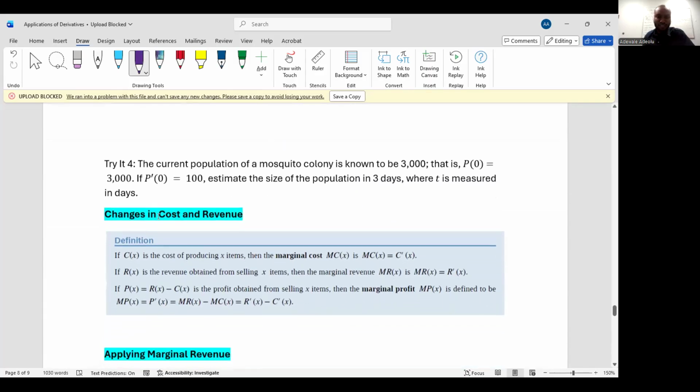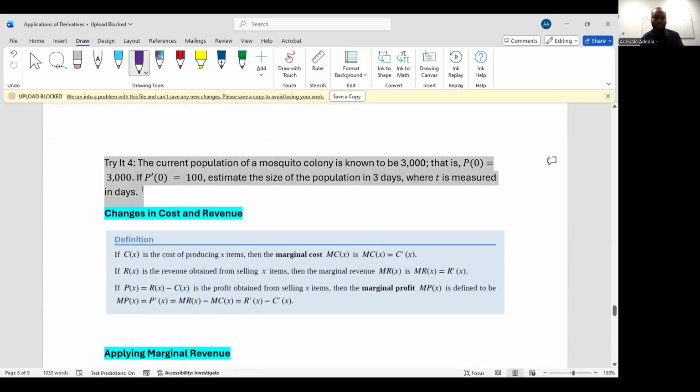So you can use the same idea to solve this problem. The current population of a mosquito colony is known to be 3,000. So you can take that to be t at 0, the population is 3,000, giving P of 0 is 3,000. You have been given the derivative at 0 to be 100. Estimate the size of the population in 3 days, where the time is measured in days.